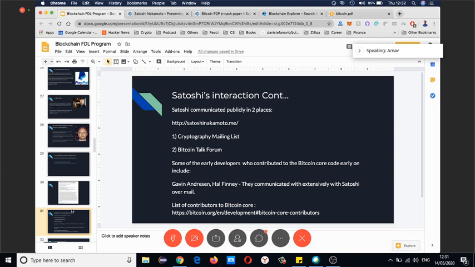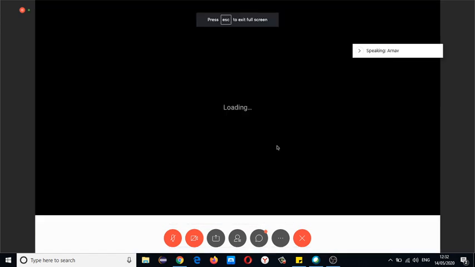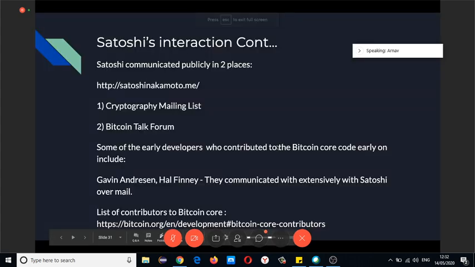Some of the early developers that actually contributed to Bitcoin's code were Gavin Andresen and Hal Finney, and they were the ones that extensively communicated with Satoshi over email. You can look at various Bitcoin code contributors right now on the Bitcoin Core website. Gavin Andresen is still alive. Hal Finney is not alive anymore, but Gavin Andresen, I think, is part of the MIT Digital Currency Initiative these days. He isn't contributing that much, but he is still quite active on Twitter, and you can have a chat with him if you want.